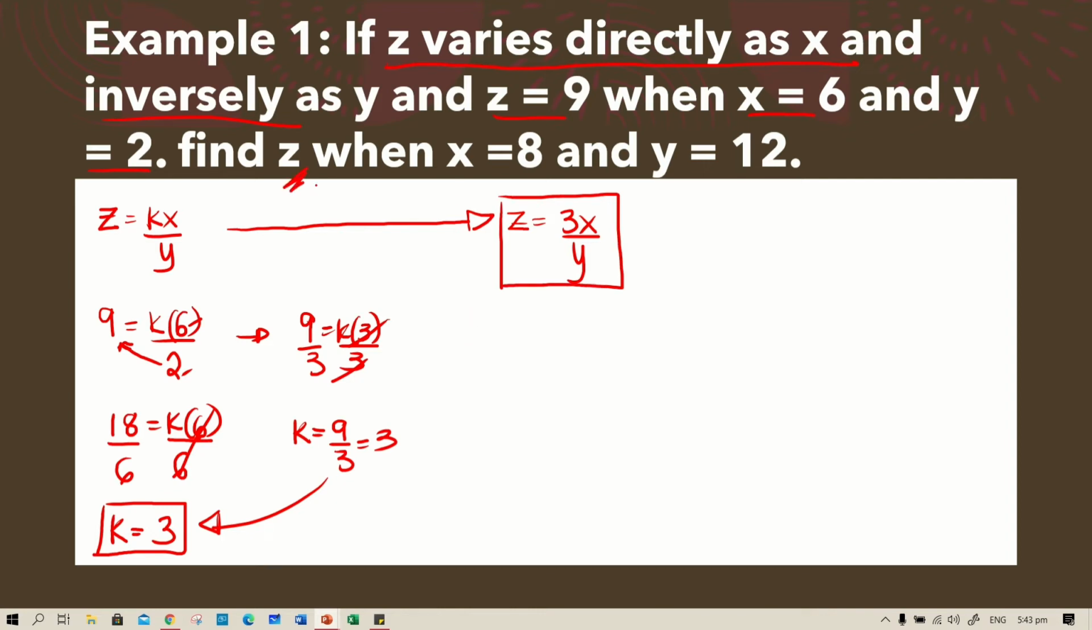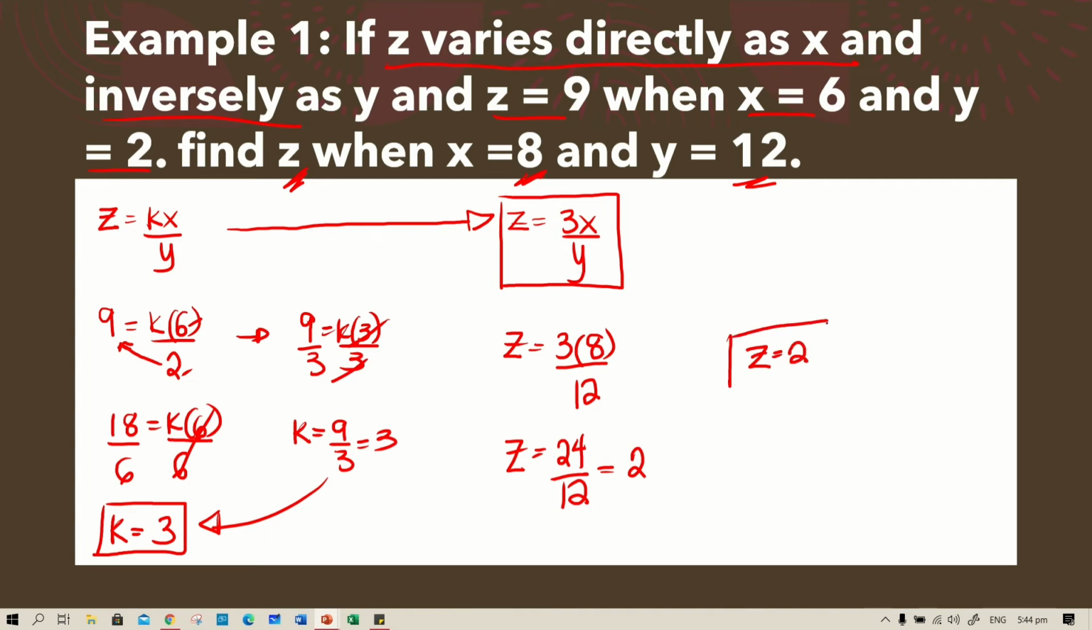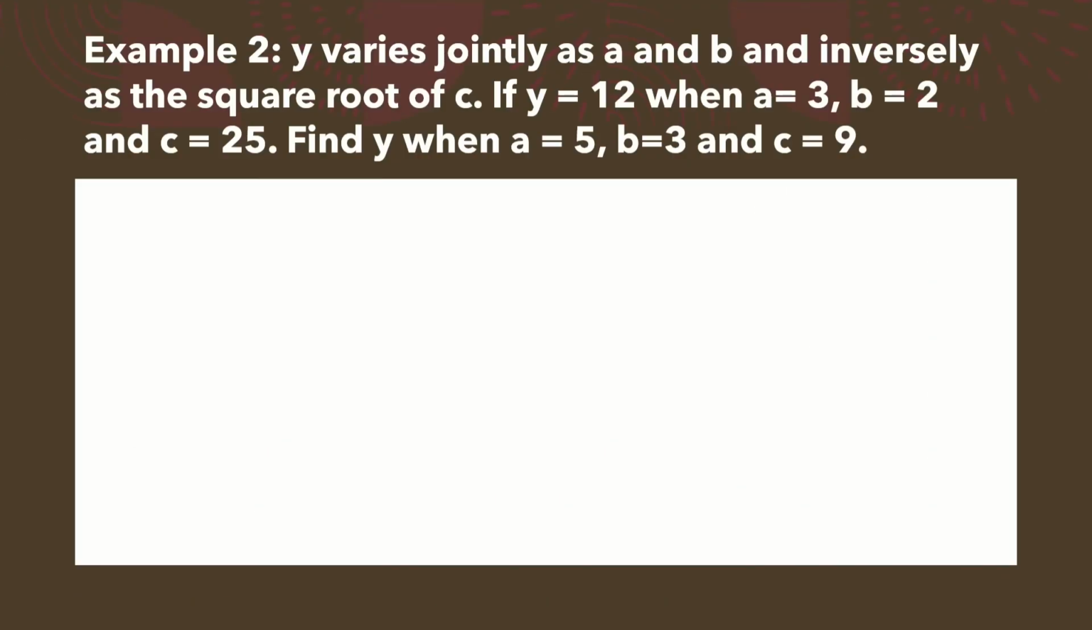So we're going to solve for z when x is 8 and y is 12. So that is z is equal to 3 multiplied to 8 all over y, which is 12. So we know that 3 times 8 is 24 divided by 12. And when you divide 24 by 12, the answer is 2. So therefore, the value of z is equal to 2 when x is equal to 8 and y is equal to 12. Okay, this will be our last example.